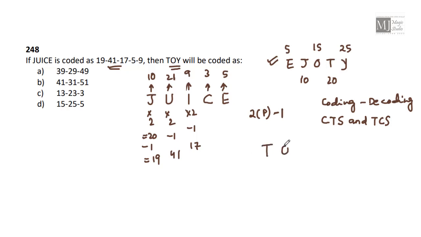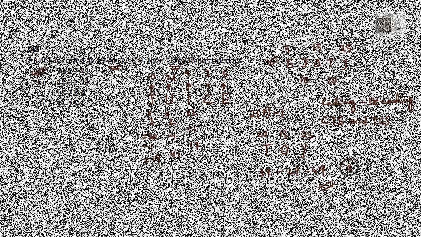So let's write the code for TOY. T is the 20th alphabet, O is 15, and Y is 25th. See how easy it becomes when we understand this EJOTY and remember it. 20 into 2, 40 minus 1, 39. 15 into 2, 30 minus 1, 29. 25 into 2, 50 minus 1, 49. 39, 29, 49 should be the code. So that fits in with option A.